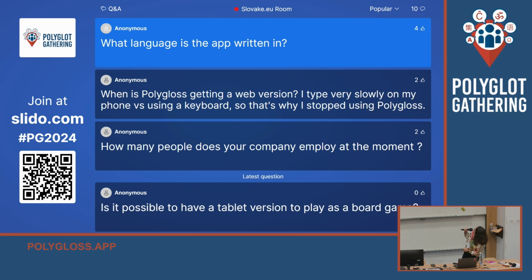Next question, what language is the app written in? It's written in Dart, so I use the Flutter framework for the front end of the app, and I use Firebase for the backend.